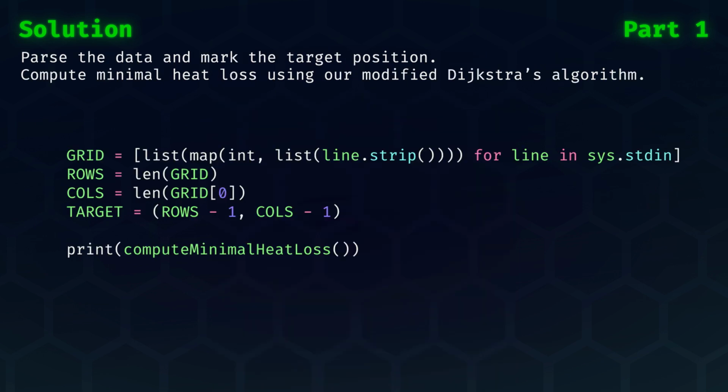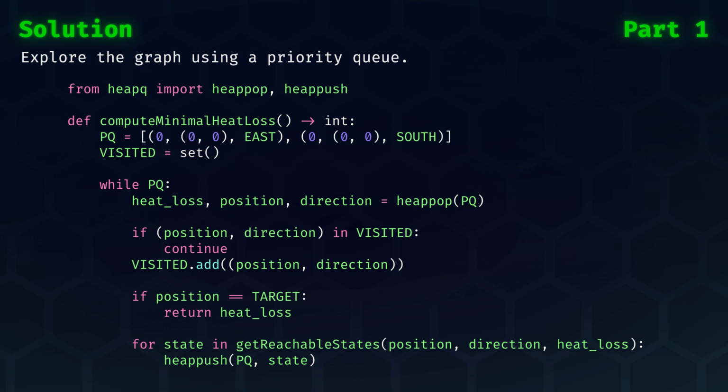The outline of the solution then looks as follows. First, we parse the data and mark the target position, after which we just compute the minimal heat loss using our modified Dijkstra's algorithm. The algorithm looks as follows. Note first at the top that we're using heapq from the standard Python libraries as our solution for a priority queue. Then we're adding 2 initial states to the queue. The first value in both states represents the heat loss, since that is the main property that we want to sort on. The second is the position in the map as a tuple.